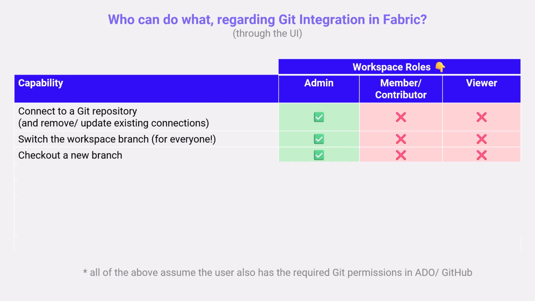So let's start off with the admin. The admin can connect to a Git repository. These are workspace level roles, so it's a workspace admin. They can also remove and update existing connections. They can also switch the branch in the workspace for everyone.